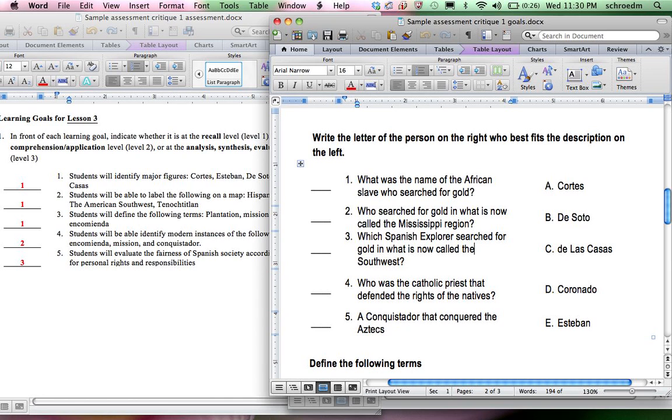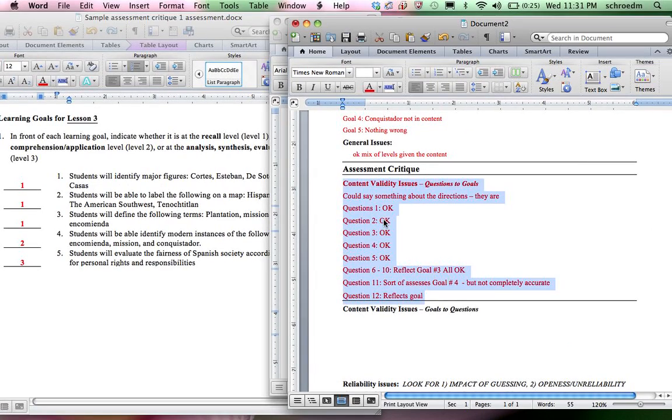The Catholic priest that defended the rights of the natives was De las Casas. That's again level 1. And the conquistador that conquered the Aztecs is Cortez. Note that it is not in lesson 3, but I don't care about that anymore. I'm just going on whether it's in my goals and whether it's adequately represented in my assessment questions. If I'm looking at how I would write this out, I would just write a little note for each question. And, as I did in 6 through 10, I could even lump these all together if I thought they were all okay. You can do it either way, but just make sure that you're thorough and you reference every single question at some point.